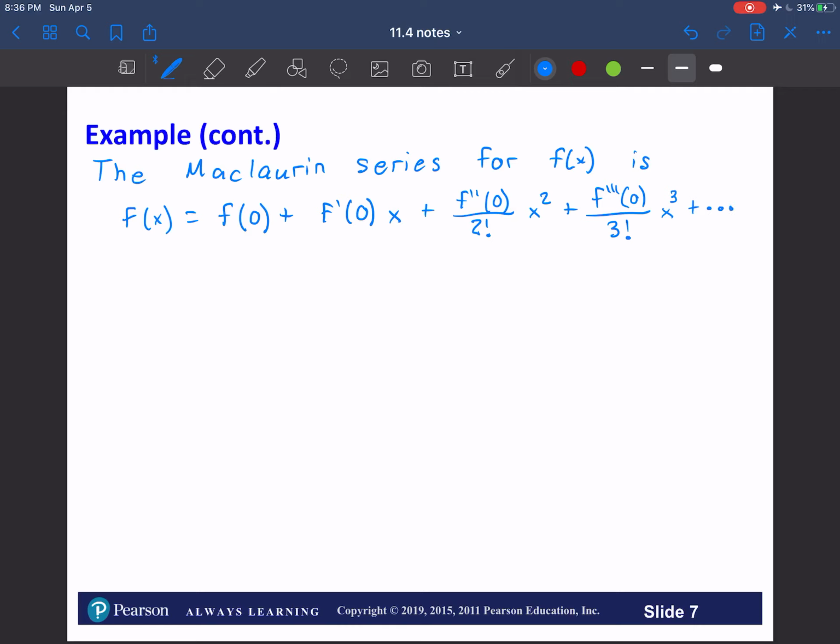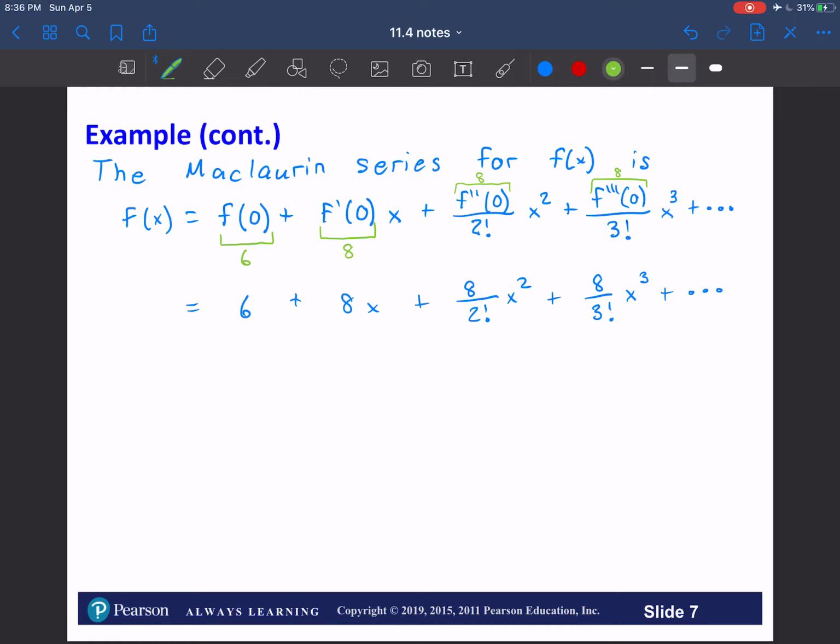We know what these values are now. We know that f of 0 is equal to 6, f prime of 0 is equal to 8, f double prime is equal to 8, f triple prime is equal to 8, and so we're just going to plug those in. So we can write that this is equal to 6 plus 8x plus 8 over 2 factorial x squared plus 8 over 3 factorial x cubed, so on and so forth.